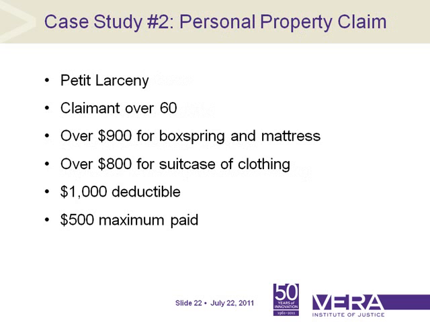The loss in this case was a box spring and mattress estimated to cost over $900, and a suitcase full of clothing estimated to cost over $800. This person had insurance, and it's significant to note that we are payer of last resort. So if a person has insurance, homeowner's policy, automobile policy, they have to apply to that first. But we have a $500 maximum for essential personal property.